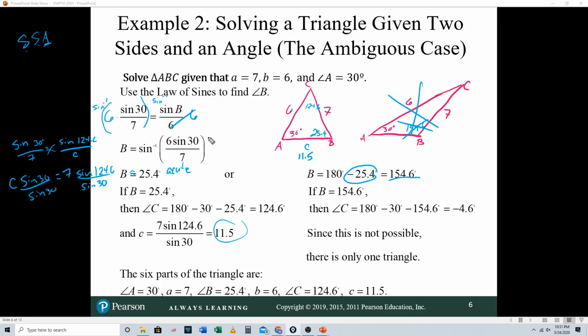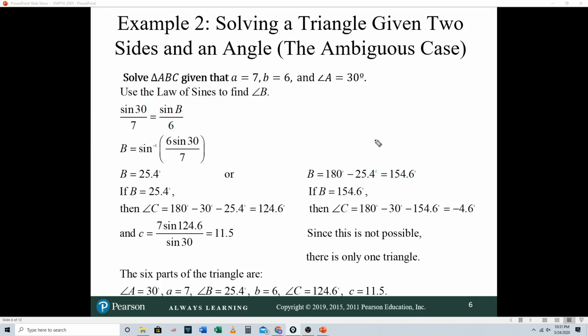All right, now let's look at one that actually does have both cases, because we gotta have one that does have both cases.